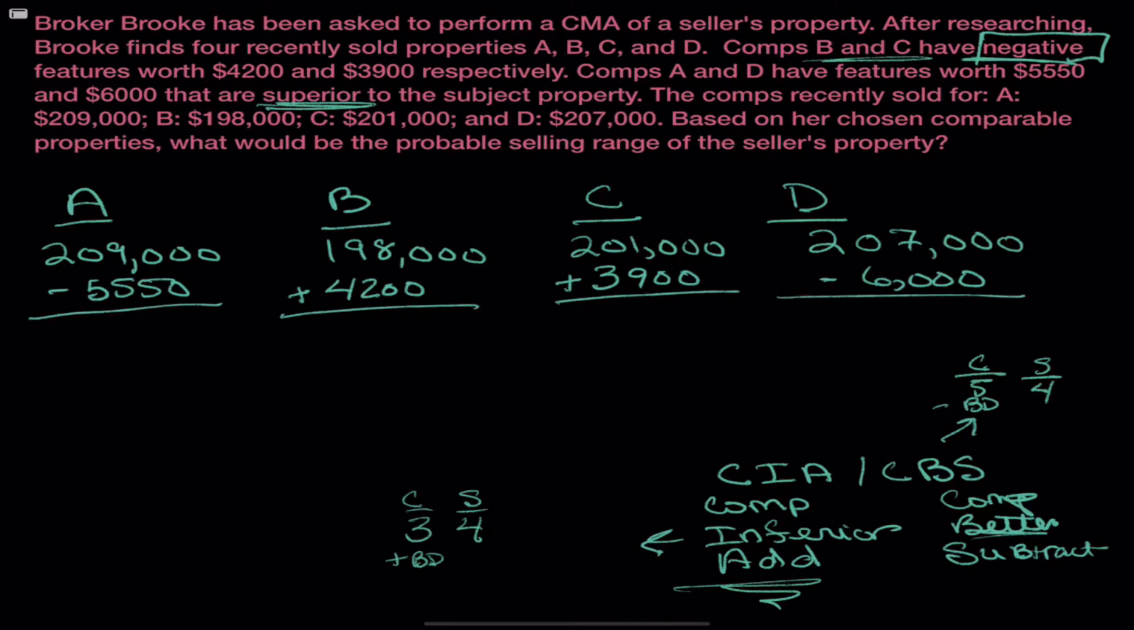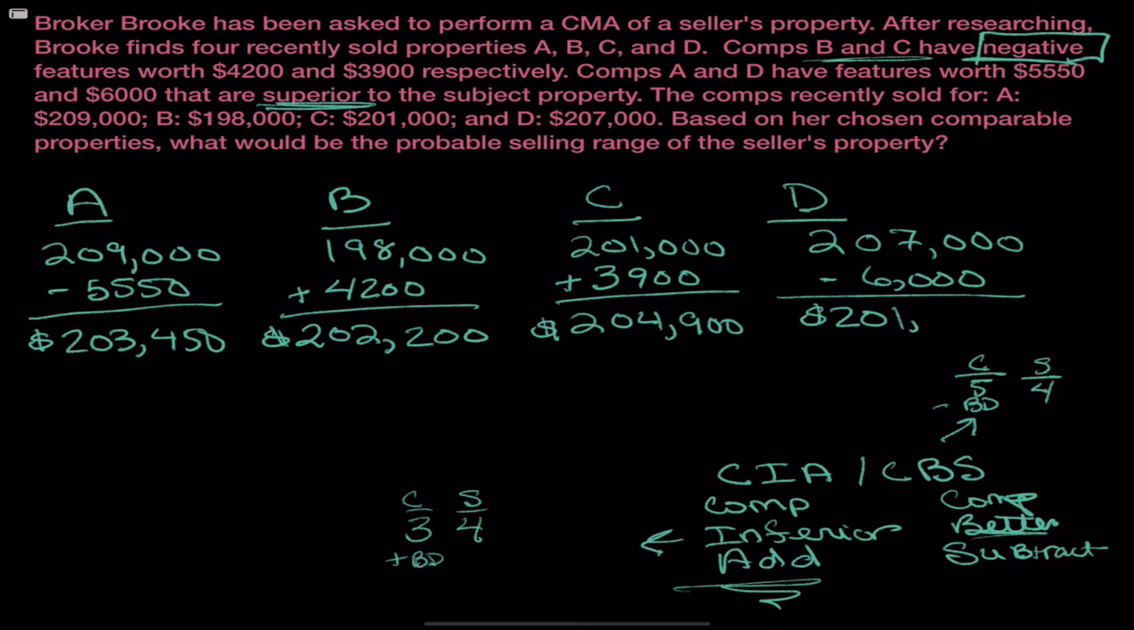Now, with the little magic of a calculator, let's do some math. This $209,000 subtract $5,550 gives us a new value for comp A of $203,450. $198,000 add the $4,200 gives us $202,200. Comp C, we have $201,000 add the $3,900, which gives us $204,900. And then our last comp D, $207,000 subtract the $6,000 gives us $201,000.